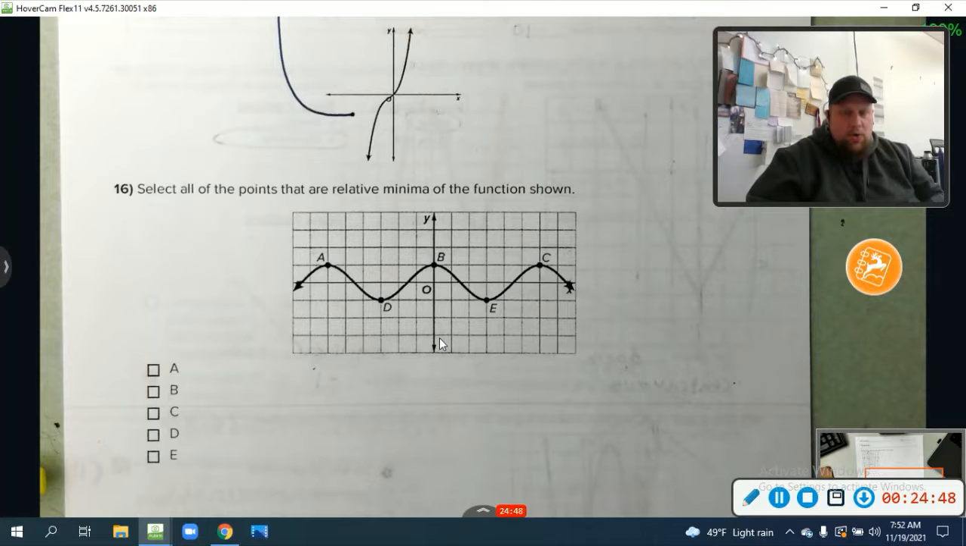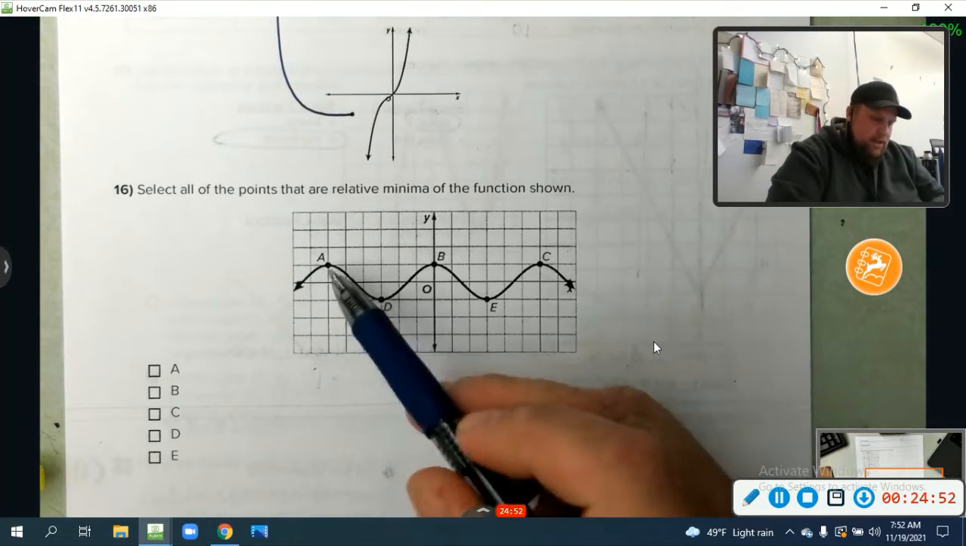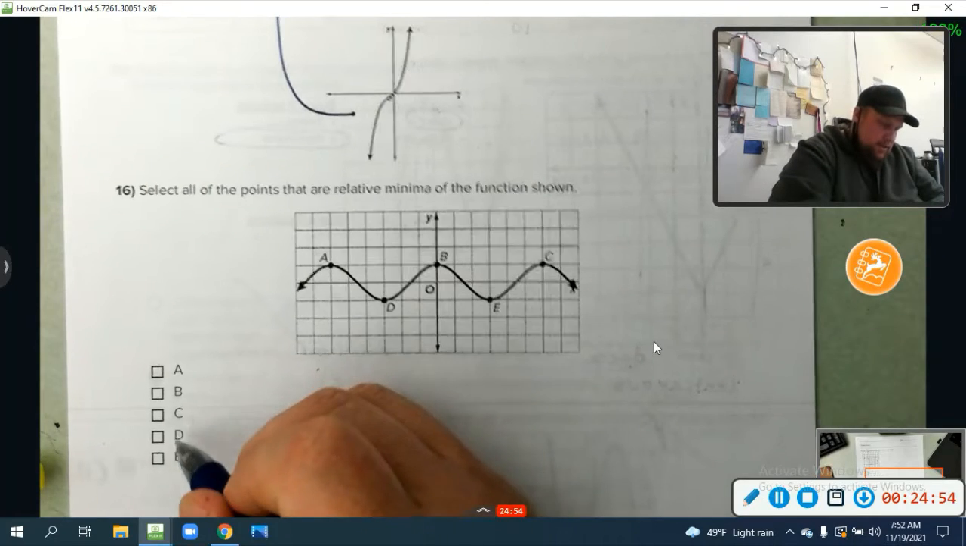Select all the points that are relative minima of the function. Remember, relative minima are the valleys. We see valleys at D and E. That's it.